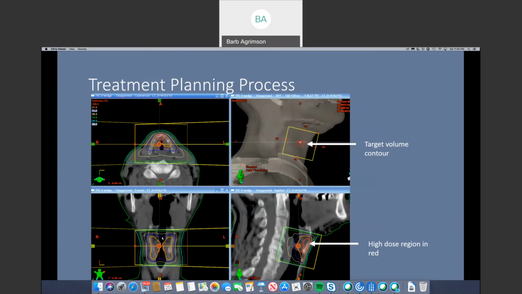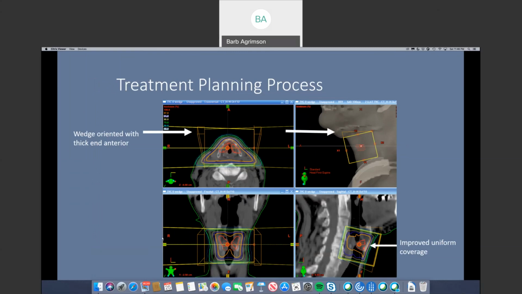So this plan is really not that good, because the 100% line is very anterior. It doesn't encompass all of the target volume. So we strive for a more uniform dose distribution, and in this case, we're not getting that.